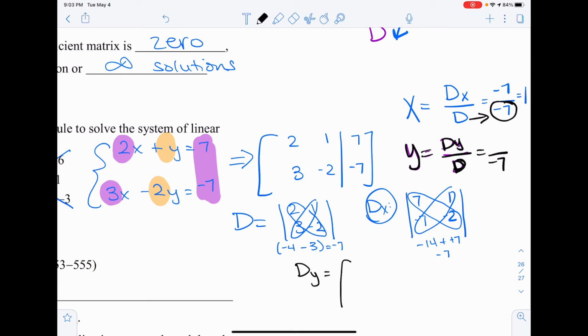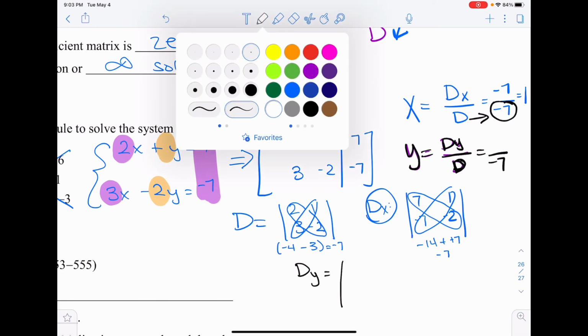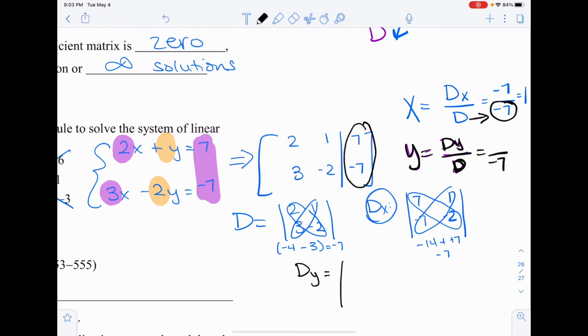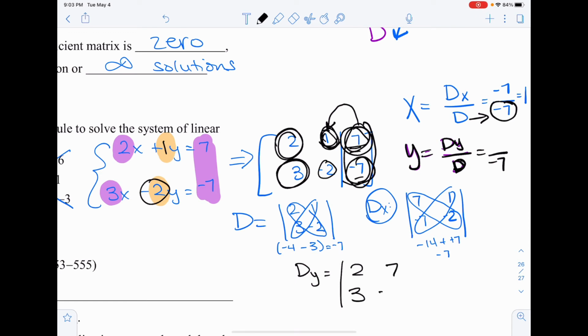So what we're going to do is find our determinant. And instead of replacing x like we did before, we're going to take our constants or our solution values and replace them for that y column. So remember, these were the coefficients that we got from our column of y's here. So instead of using those numbers, 1 and -2, we're going to replace it with 7 and -7. So let's write this. We're going to go 2, 3, so instead of 1, we're using 7 and -7.